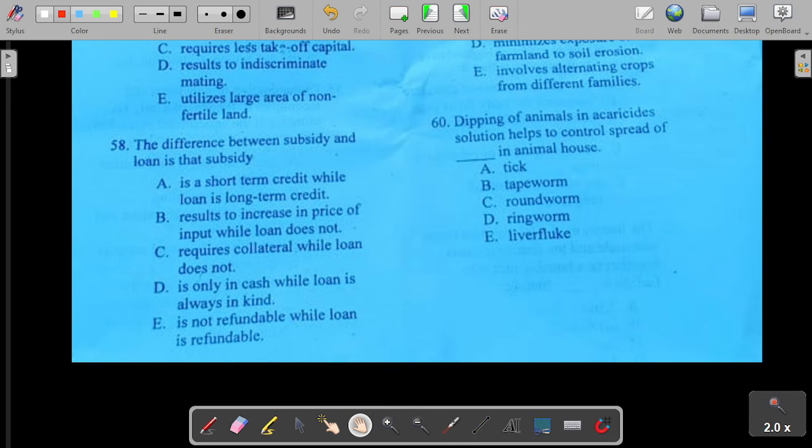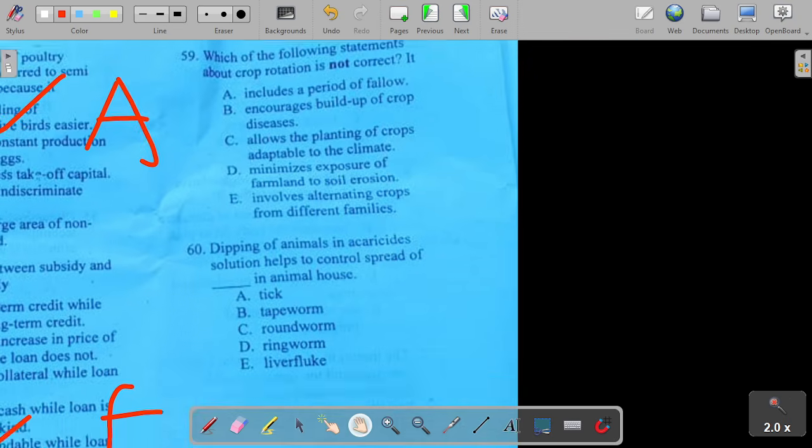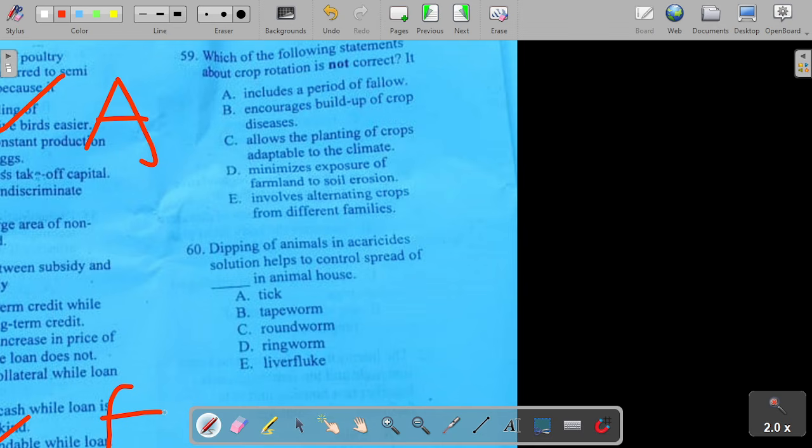58. The difference between subsidy and loan is that subsidy is a short-term credit. No. Results in increase in price, no. Requires collateral, no. It's not refundable, yes, while loan is refundable. We do not refund subsidy. It does not even concern us. We just enjoy the benefits.